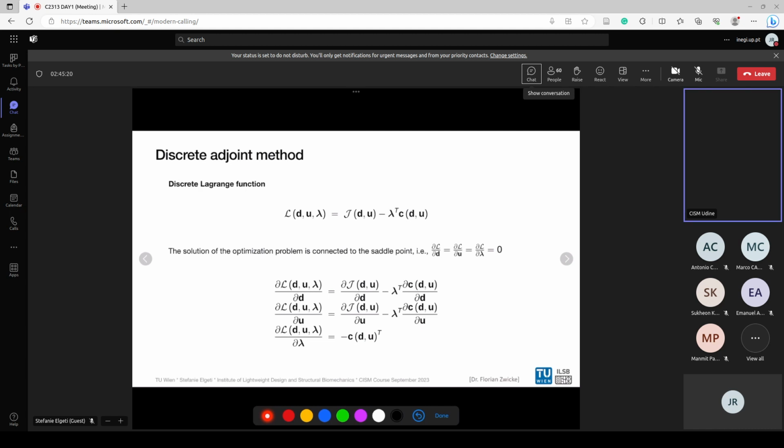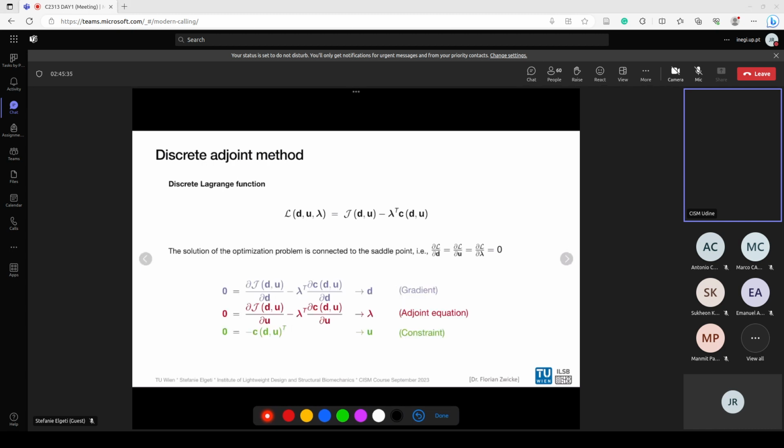Then instead, if we want to go with the Lagrange function, so the discrete Lagrange function, in this case, again, the solution is the saddle point. We have the same equations as before, and they should be color-coded nicely. So the green one gives us the constraint. The red one gives us the Lagrange multiplier. It's called the adjoint equation. And this will give us the gradient.